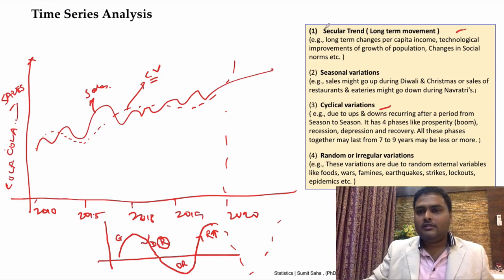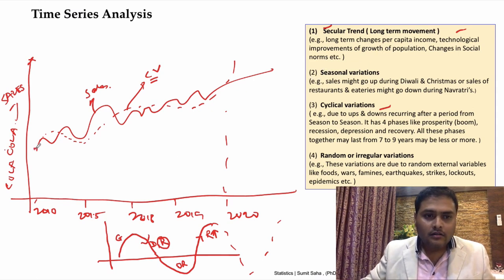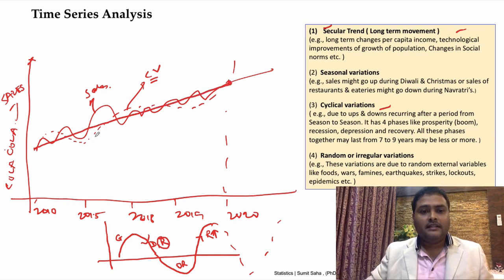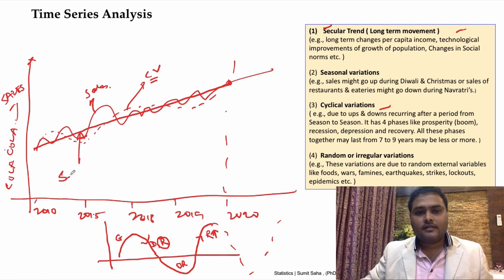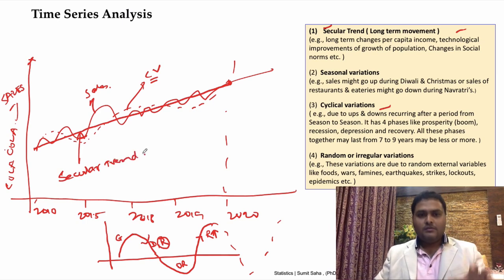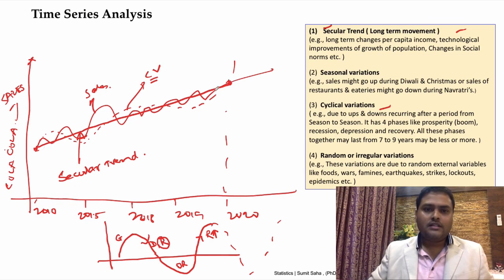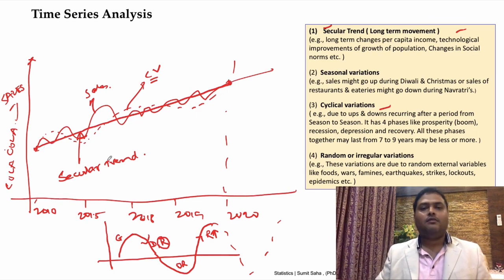Now when I'm talking about the secular trend, that means long-term changes in the sales. Let's say this is the straight line I'm putting from the first point to the last point. This straight line represents the secular trend. Clear? It's a long-term effect, long-term changes in the sales. Whether small or big, if I join these two points I get a straight line, and that represents the secular trend.